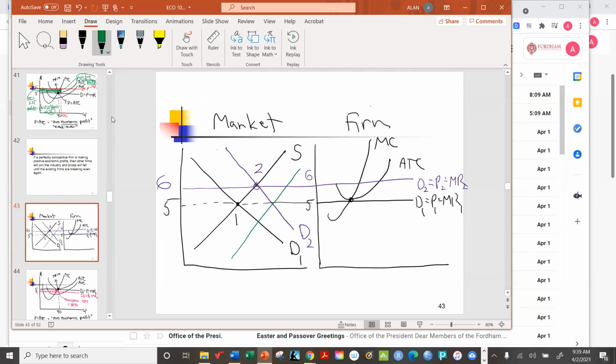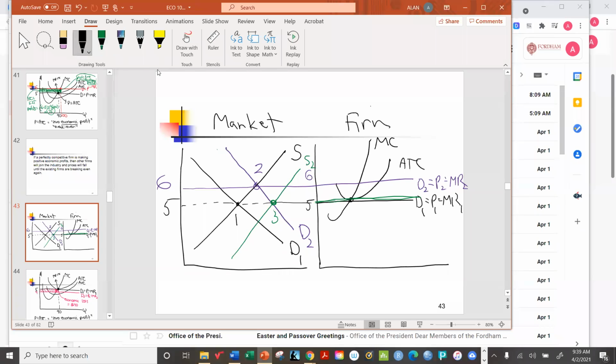And before you know it, we're back to $5 again. And so everybody's breaking even once more. So this is actually, I guess this is green and black. We started out at 5, where we were breaking even. Then the price went up to 6, where we were making profits. Other firms jumped in the industry, the supply curve shifts again, and before you know it, we're back to $5.